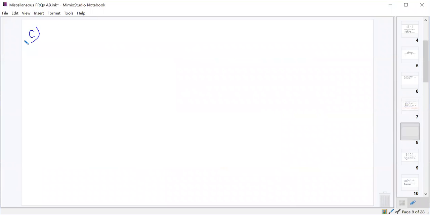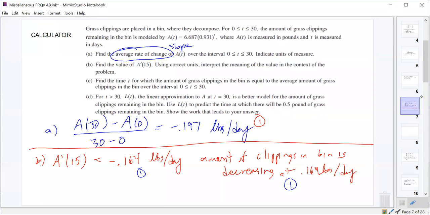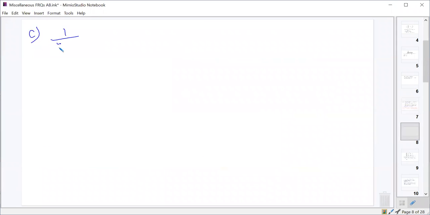All right, part C, what did part C ask us for? To find the average amount of grass clippings in the bin. So that's just the average value of this function from 0 to 30. The average value of a function is 1 over b minus a times the integral from a to b of that function. So have your calculator evaluate the integral from 0 to 30 of A of t, and then divide it by 30, which gives you 12.145. That was worth 2 points, one for the setup and one for the correct answer.